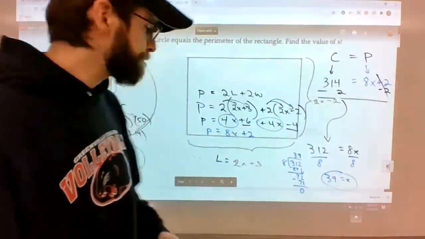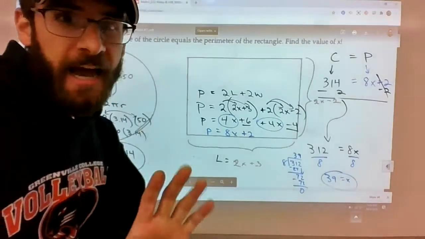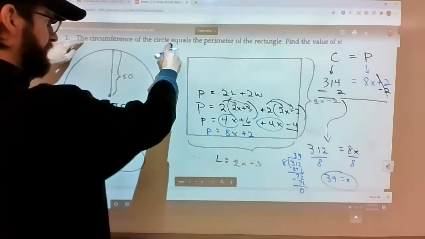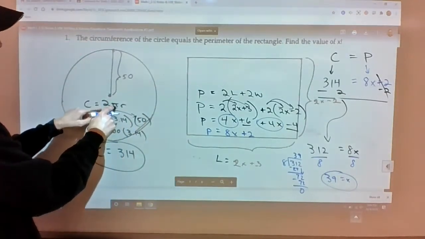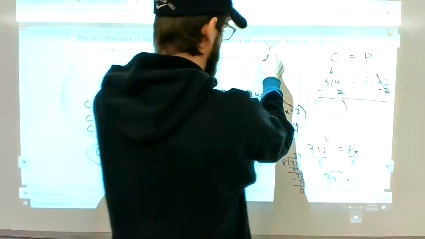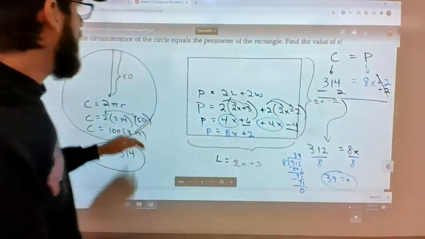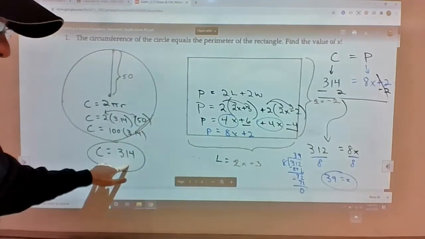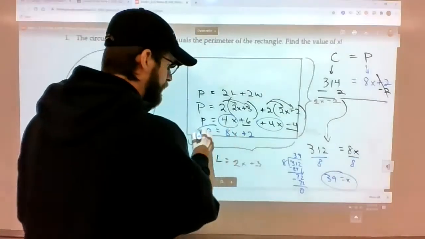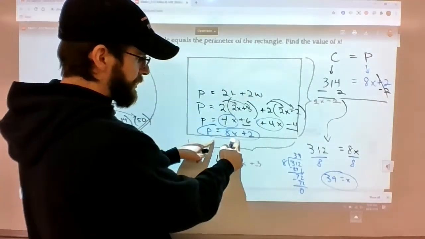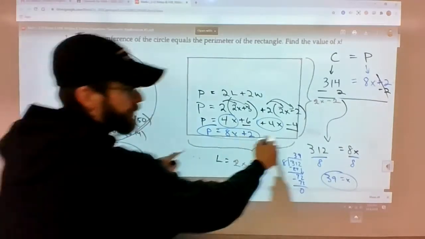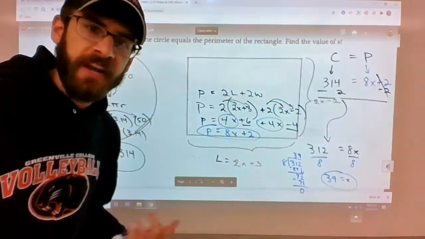Did it. So quick recap. The circumference of a circle, 2 pi r, equals the perimeter of a rectangle, 2L plus 2W. I found 2 pi r. I found 2L plus 2W, and then I set those two values equal to each other, and then I solved for x.